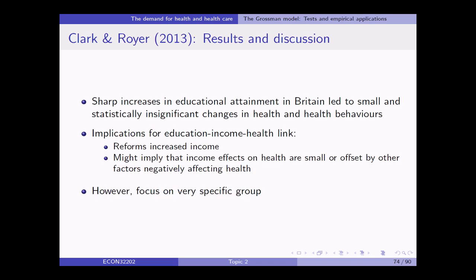Is that okay about the study? So there's sort of mixed evidence. As a rule of thumb, people are supportive of the idea that education affects health, but it's not ubiquitous. There are examples of the relationship not being true.